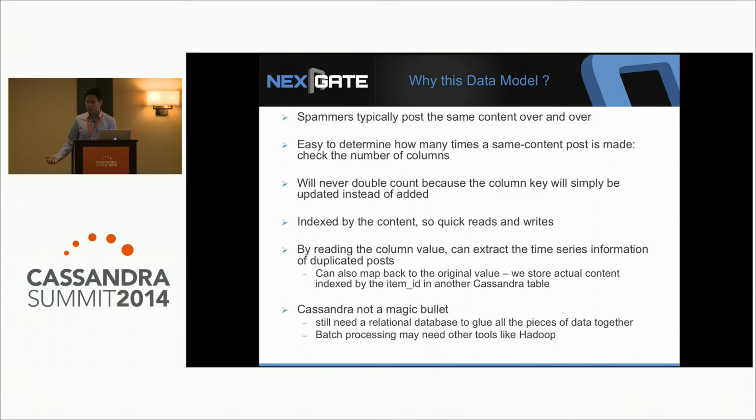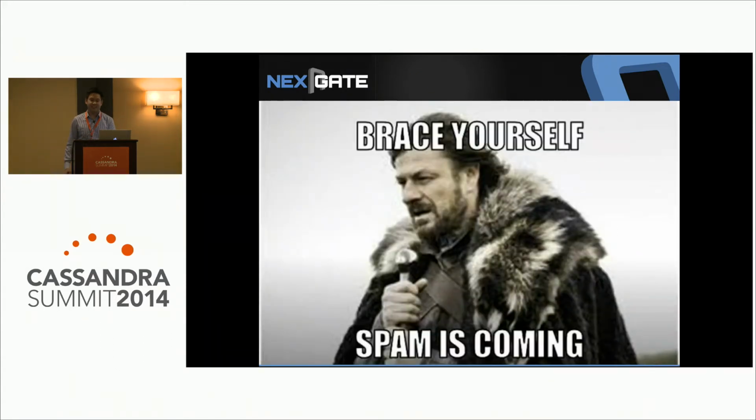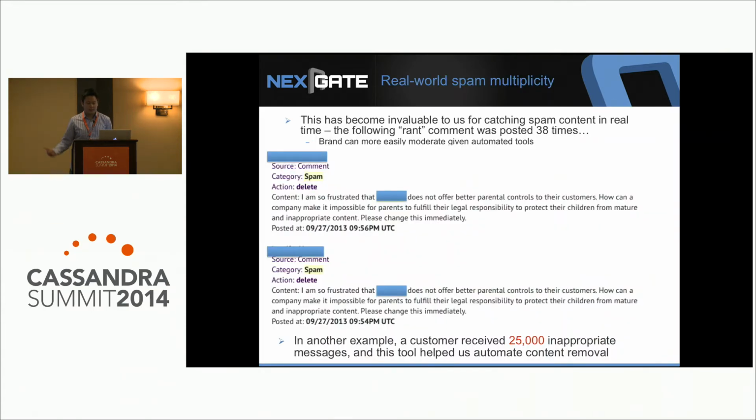So after we implemented this data model, we sat back and we saw what happened. So brace yourself, spam is coming. We actually saw a post that came in 38 times the day after this was implemented. So this was a post that was made over and over, 38 times in a day. Spam is defined as something that's sent a lot over and over again. And so this is definitely spam.